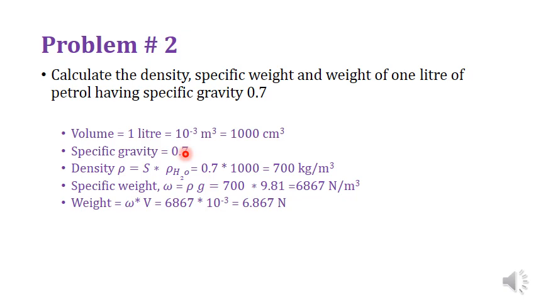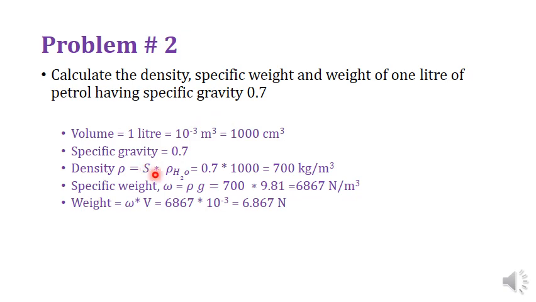Now if the specific gravity ratio is given, then the density of a particular fluid can be determined by multiplying it with the density of the standard fluid we are considering, which is water. Water is the standard fluid. So if the density needs to be determined for your own fluid, you can multiply it with the specific gravity, that is 0.7, given in the problem statement.